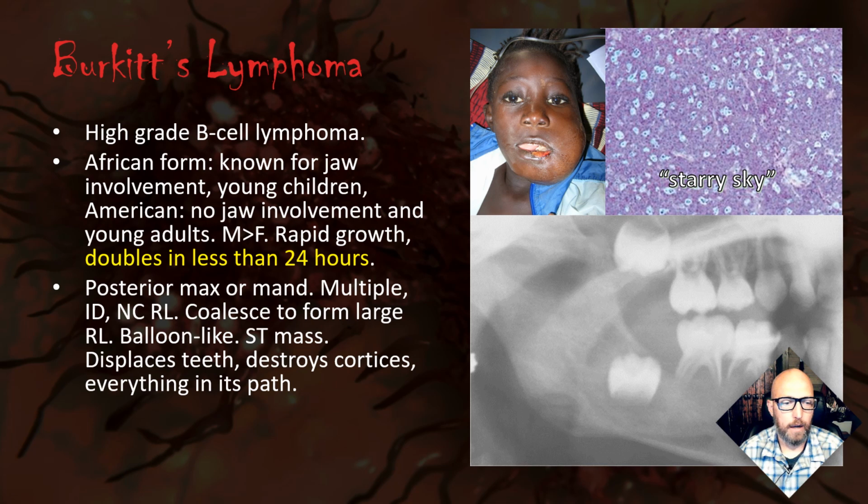Oh, here's an exception to that, although this is pretty rare, especially in America. Burkitt's lymphoma used to be considered endemic to Africa. This is a very, very aggressive, rapidly expanding malignancy. In fact, this is probably the most rapidly expanding lesion someone can get. And so if a lesion doubles in less than 24 hours, it's probably going to be Burkitt's lymphoma.